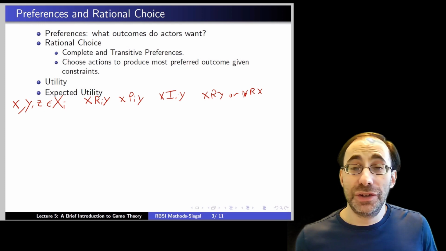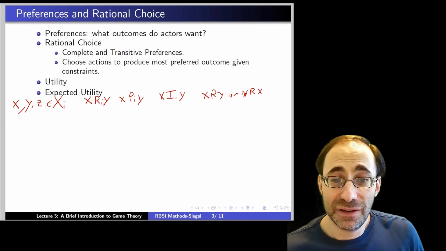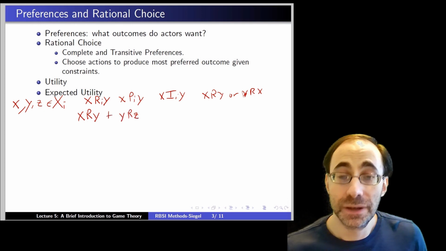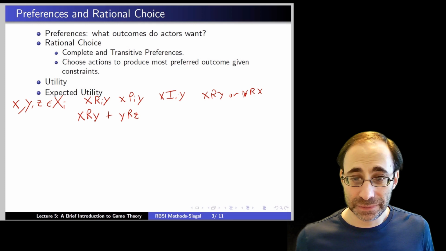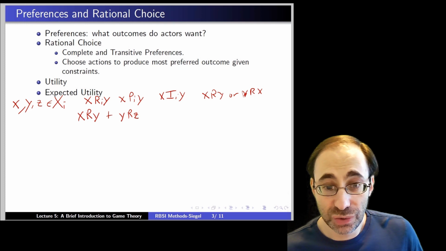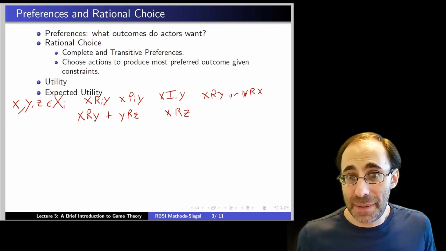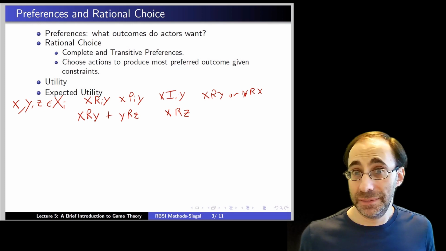The second assumption is called transitive preferences. Now, if you haven't seen this before, it looks like this. Let's say I know that x is at least as good as y, and I know that y is at least as good as z. If my preferences are transitive, then, given these two things, I know also that x is at least as good as z. So in more common terms, if I like x better than y, and y better than z, I better also like x better than z.